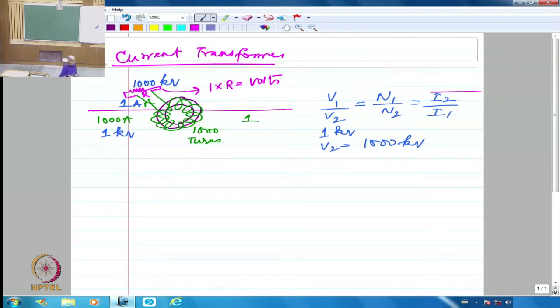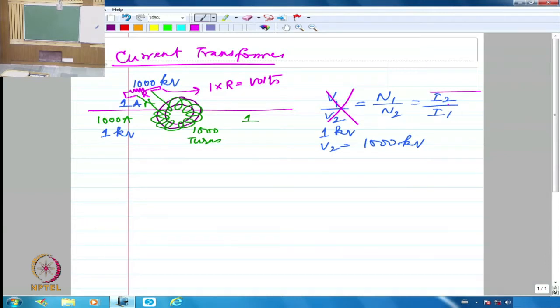See, the thing is that you are really not allowing the transformer to follow the voltage ratio at all. Just like how I told you that in a potential transformer this is invalid, in a current transformer this is invalid. Because I am going to short circuit it, V2 becomes 0.